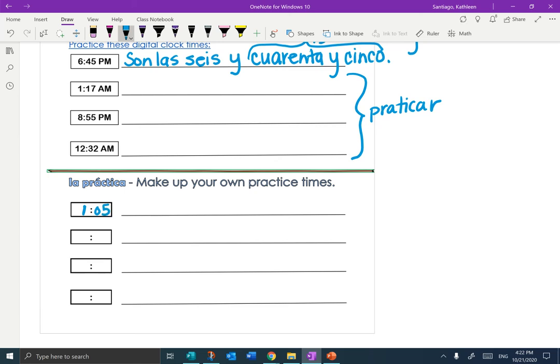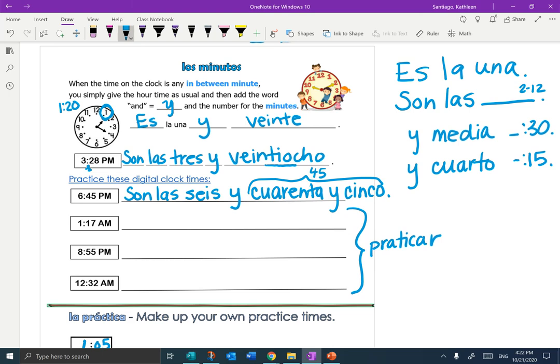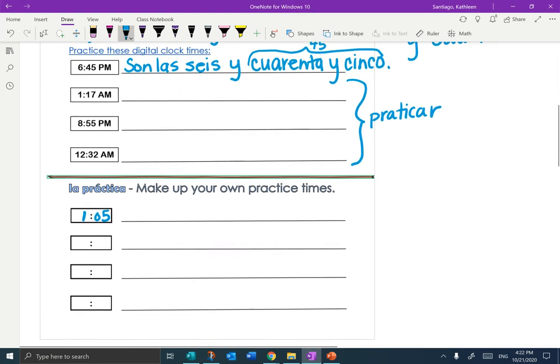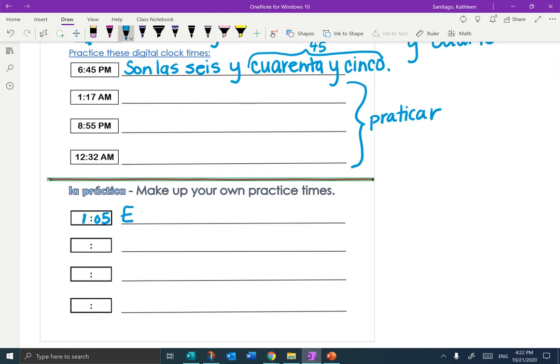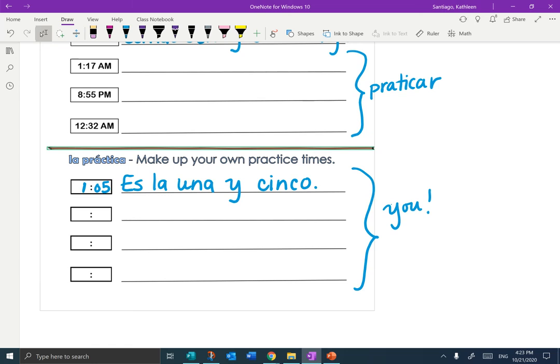So if it's 1, I remember it's not son las, it goes back to es la. So I'm going to write es la una. When I get to the colon, I'm going to say y, and now I just need the word for 5. Es la una y cinco. That's pretty easy. So these are your own creative numbers. So this is all on you. Okay, make up your own and then write up the sentences for them.